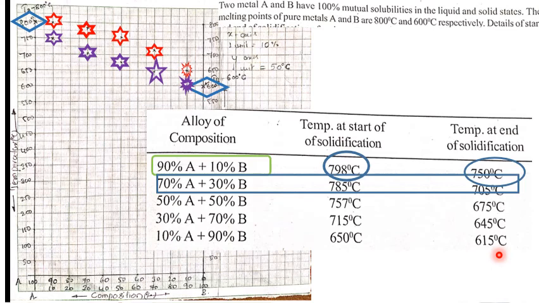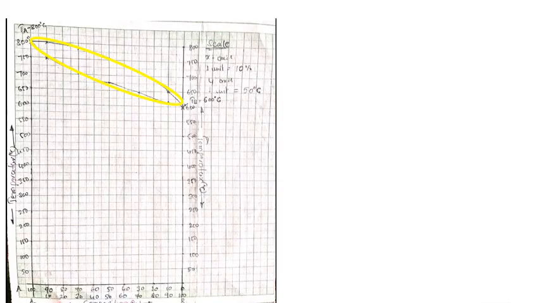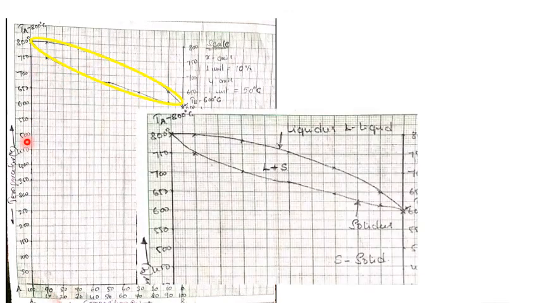So what we have done is we have found two melting points, and at each given composition, we mark the start and end point of the solidification. Once we do this, join all these start points and all these end points. So you are going to get the phase diagram like this. It looks like this.